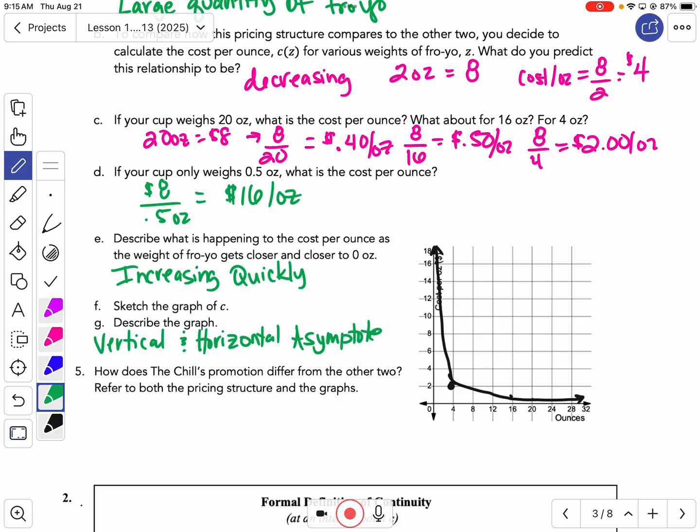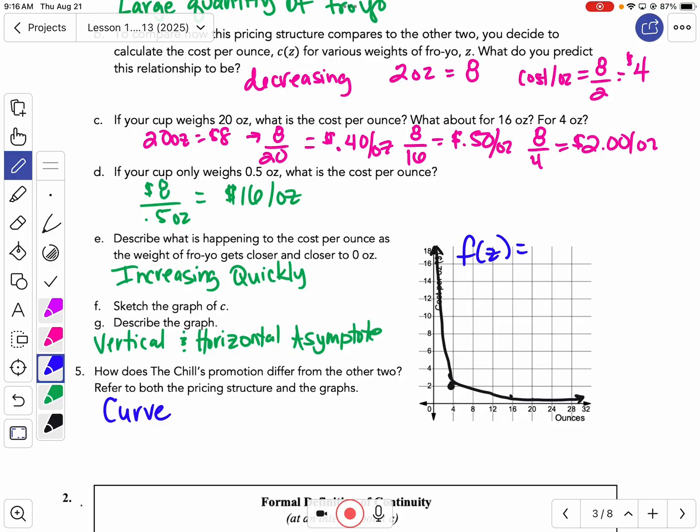Okay? So how does this differ from the other ones we looked at? Yeah, it's the only one that's a curve for one, all right? The other pieces have linear pieces, right? So this is a curve, right? And what would you think that the function would be? What are we doing to get the cost per ounce? It looks like exponential decay, right?